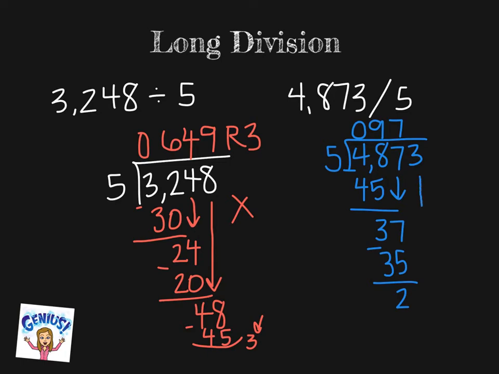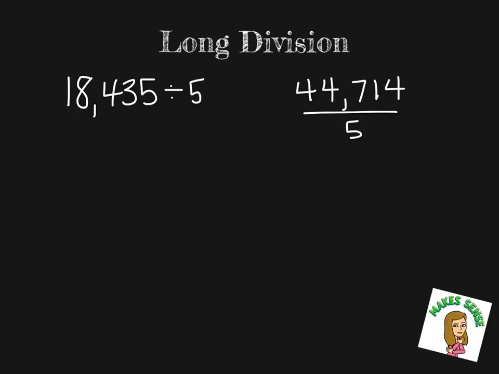I have a 3 waiting to be used, so that creates the number 23. And 5 times 4 is the closest I can get, as that is 20. Subtract to see what's left over. I end up with a 3. No more numbers to bring down, so that is my remainder. So I ended up with 974, remainder 3. I have a few more examples to show you, and then it will be your turn.